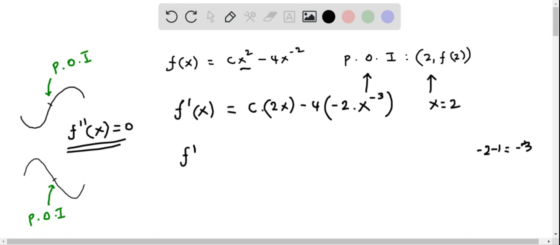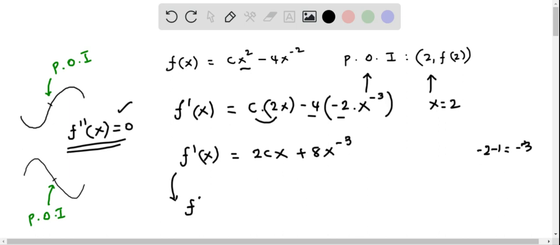Let's simplify this. So f prime of x equals c times 2. These two are constants, so it is 2cx, and negative 4 times negative 2, these two are constants, which is positive 8 times x raised to the power of minus 3. Since we need to set up this equation, we'll find its derivative. That is, we'll find the second derivative of f of x.